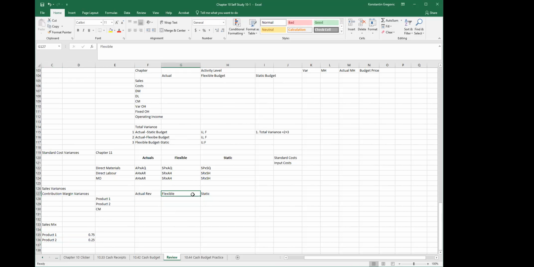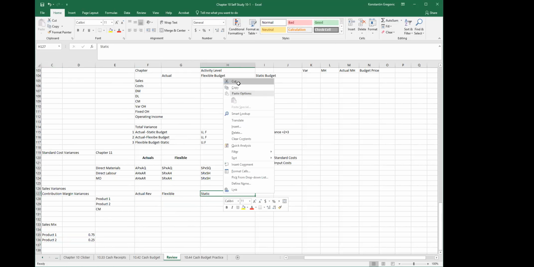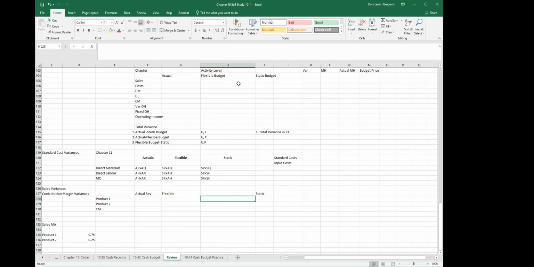It's going to drill down even further. We're going to add another column here. So if I take this out, cut, we're going to have a sales mix. So this is the sales mix. So you're going to have more variances between here and here.